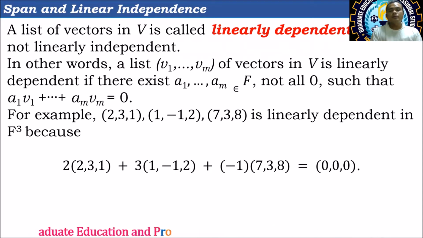For example, (2, 3, 1), (1, -1, 2), and (7, 3, 8) are linearly dependent in F3 because 2 times (2, 3, 1) plus 3 times (1, -1, 2) plus (-1) times (7, 3, 8) is equal to (0, 0, 0). Okay.